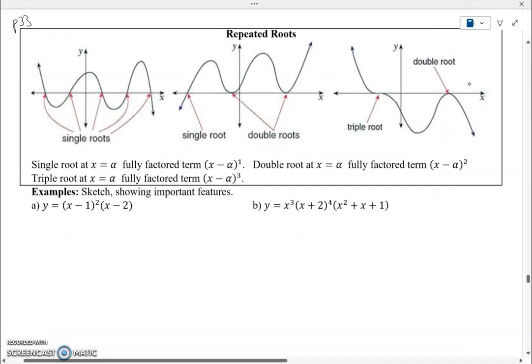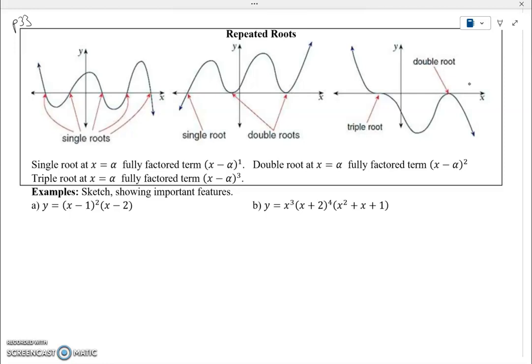Okay, page 33, repeated roots. So when you have a single root, it crosses the x-axis like a straight line. So that's this first one. That's also a single root. When you've got a double root, it touches the x-axis and bounces back, just like the vertex of a parabola. Okay? So it touches and comes back, same side.